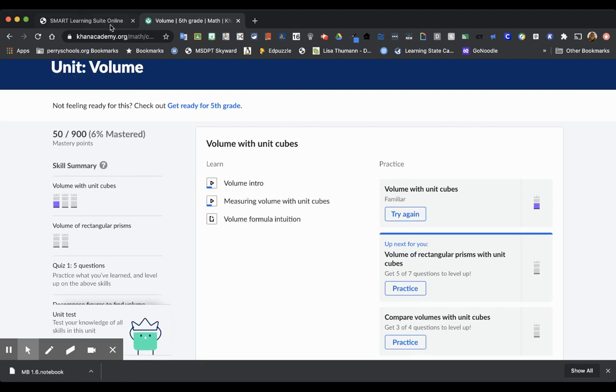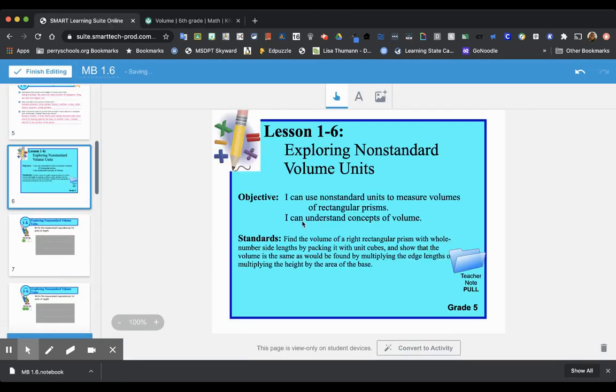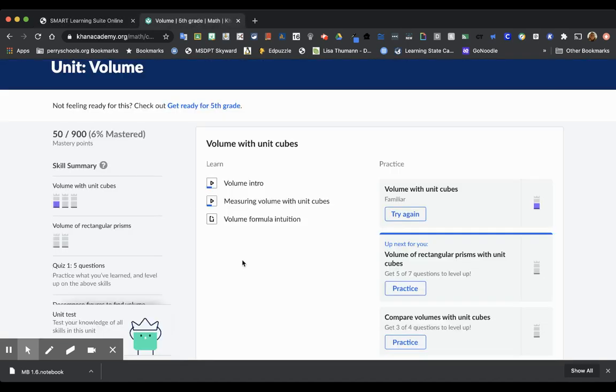So that is today's lesson. Again, we are working in class with those non-standard units, but my main goal for you at home is to understand the concepts of volume, especially when connecting to that right rectangular prism. We're going to get that information today through Khan Academy. And again, those will be linked in the instructions on Canvas connected to this presentation.